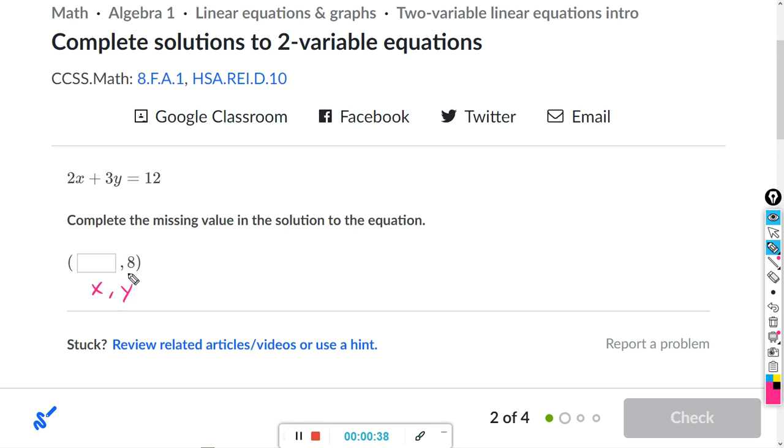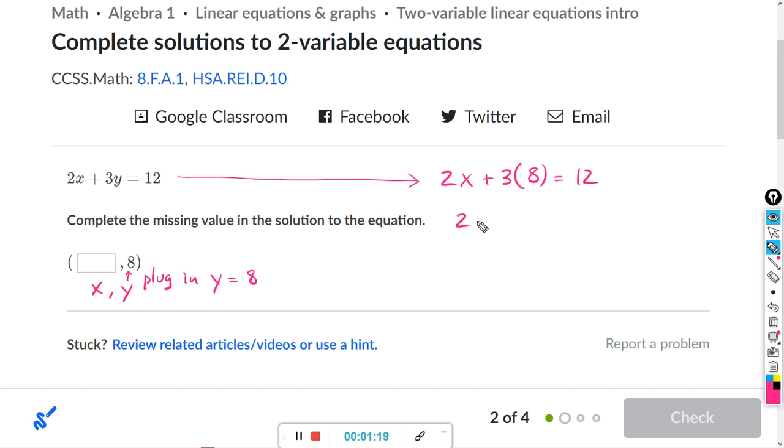All right, so they gave us the y coordinate is 8, and we have to plug that in and then solve for the missing one, x. Okay, so we're going to plug in y equals 8. So we start with 2x plus 3y, but we said y equals 8, and that whole thing equals 12.